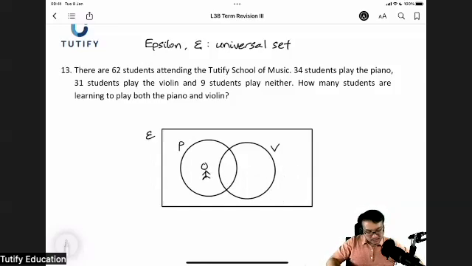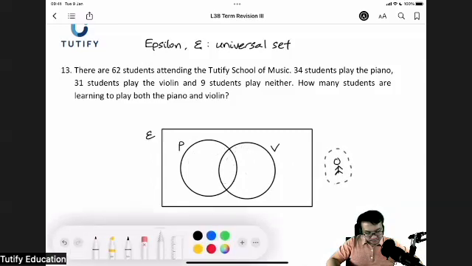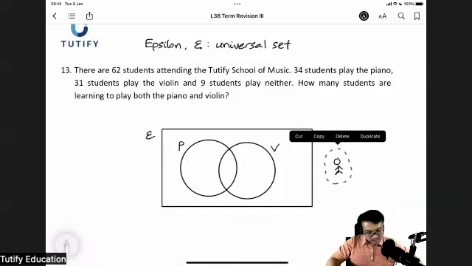Now, if you are inside the circle, over here you are playing the piano only. Over here you're playing the violin only. Over here your name is Maximus. Okay? So let's get rid of Maximus for now. Bye, Maximus. Delete.